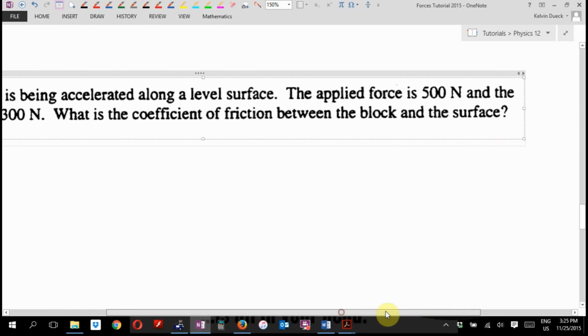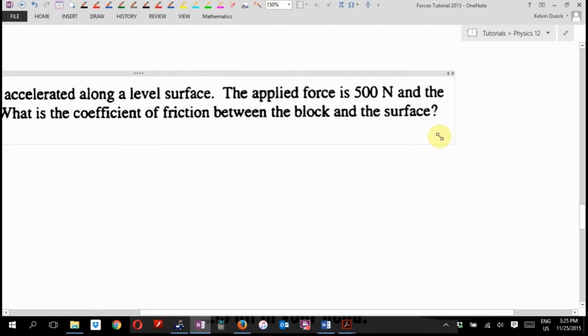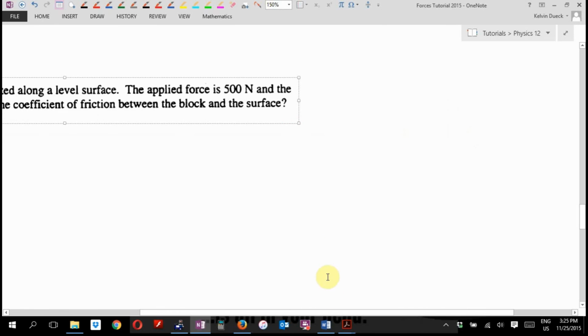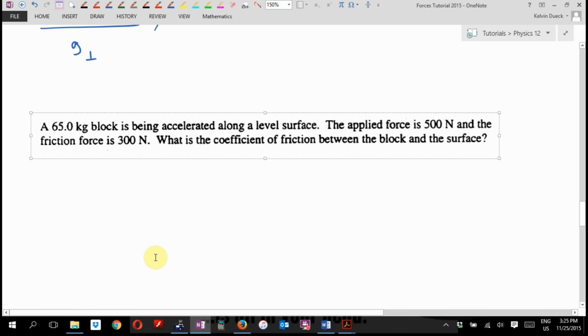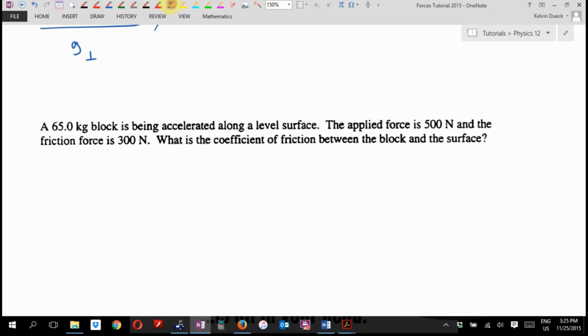Or sometimes they can sneak in a question that's actually way easier than you realize, but they didn't give you a picture, and because they didn't give you a picture, Mac, that makes it way, way tougher. Because there's no picture. It says this: a 65 kilogram block is being accelerated along a level surface.